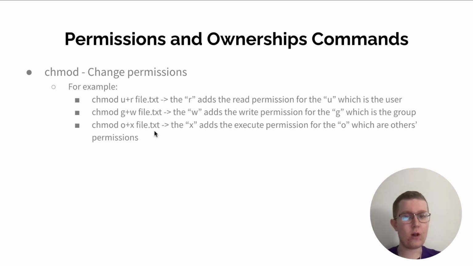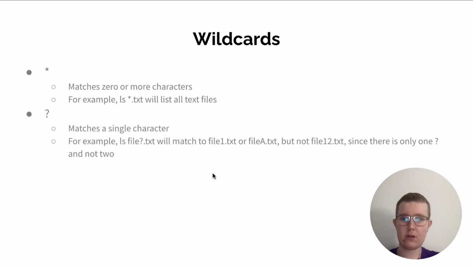You might be able to add all these permissions, but how do you remove them? Instead of a plus sign, you can just type a minus sign. So if I wanted to remove the write permission I added from groups, I could just type chmod g-w file.txt. And the same goes for any one of these. You can add any of these three permissions to users, groups, and others.